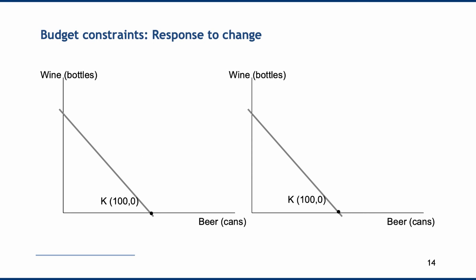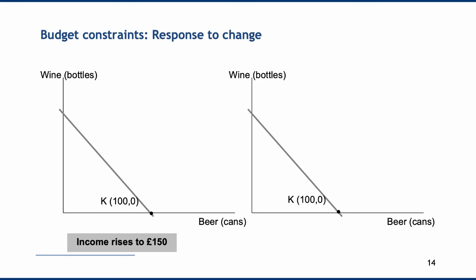Now this is our original situation, and just for simplicity we're only going to look at the x-axis and the cans, the impact on the cans of beer that we're drinking. And essentially two things can happen. We can either see a change in income, or we can see a change in the price of one of the goods. So let's imagine, for example, that there's a change in income and our income has risen to £150.